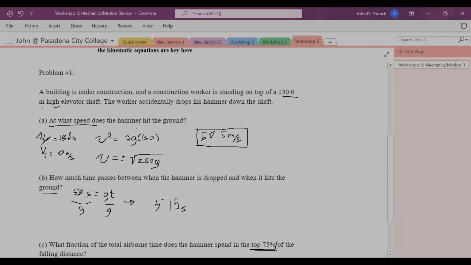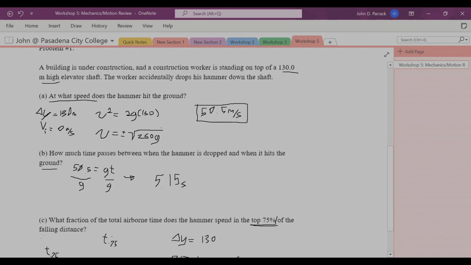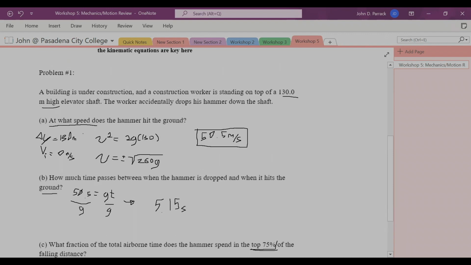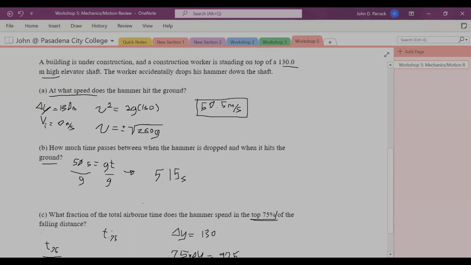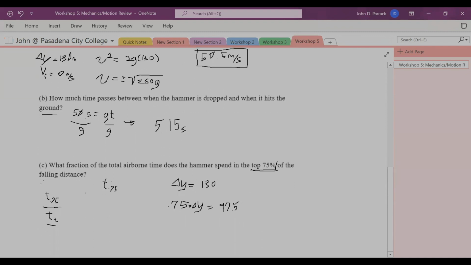So when we were finding how long does it take the hammer to hit the ground, now we're answering the question, how long does it take the hammer to fall 75% of the way? Let's do part A. What speed does the hammer reach when it's 75% of the way to the bottom? That's question one. We're going to use this same equation. We said that V is equal to plus or minus the square root of 2g.